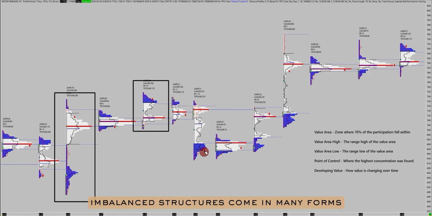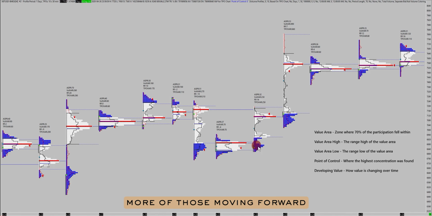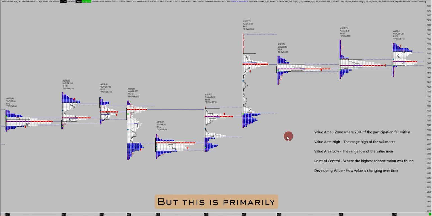Now, imbalanced structures come in many forms, and we're obviously going to be covering more of those moving forward. But this is primarily one of the backbones that we're going to be building our entire approach on. We're looking for where value is developing. Okay, over time, where is value developing? We're not just going to be looking at a single day, and that's the benefit of looking at something like a TPO chart.